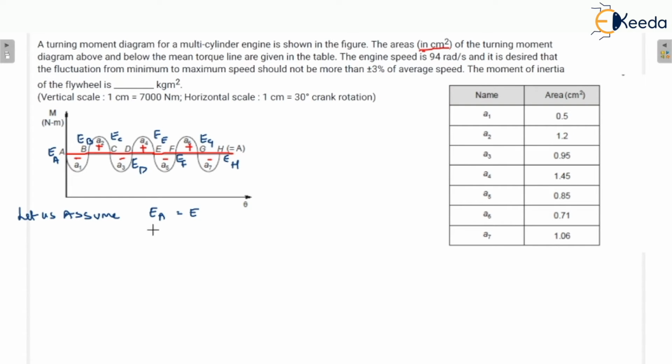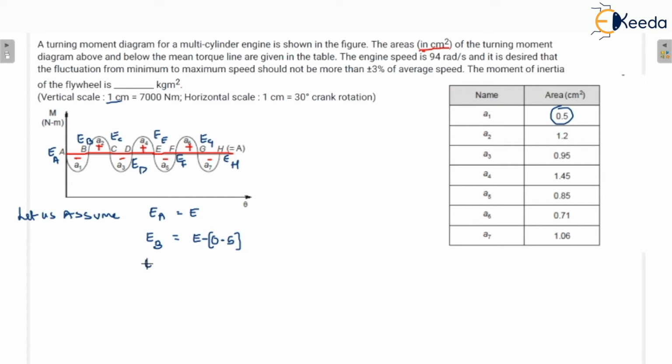Now what would be the EB? That means the energy at point B would be considered as E minus A1. And what is A1? Here you can see 0.5. E minus 0.5. First we will write these values as they are, then finally we will convert them according to 1 centimeter equal to 7,000 Newton meter and 1 centimeter equal to 30-degree crank rotation. So we will convert it later, but first we will write it as it is.